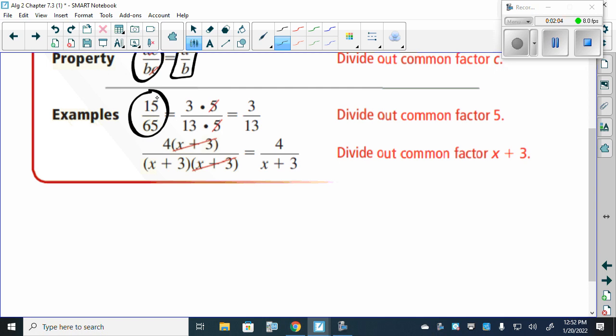We can also do this with polynomial expressions, because if we look at this one, they do have a common factor of x plus 3 on top and bottom, which can be simplified out, leaving us with 4 over x plus 3. Once we have everything simplified, it is considered in simplest form, and it's actually easier to work with. Especially when we get to solving, if we have them in simplest form, they're going to be easier to work with and easier to solve.